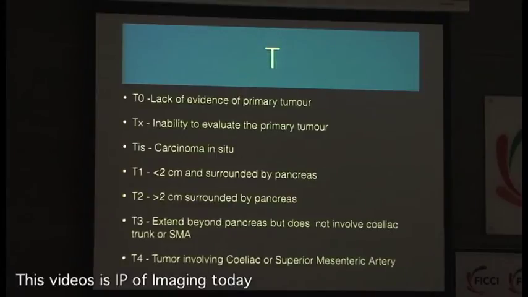So the staging from the AJCC perspective is that you assess the primary tumor, the nodes and the metastases. So T1 is less than 2 centimeters surrounded by pancreas, T2 is more than 2 centimeters surrounded by pancreas, T3 extends beyond the pancreas but does not involve the celiac trunk or SMA, and T4 involves the celiac or superior mesenteric arteries.